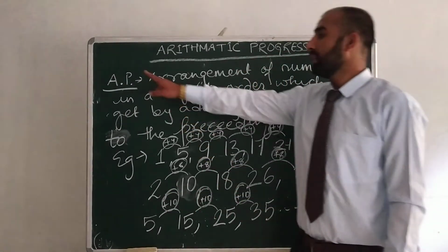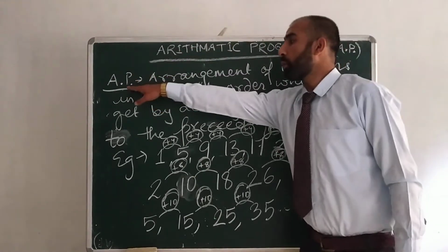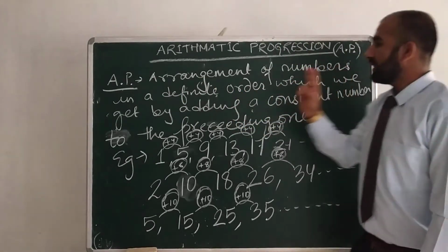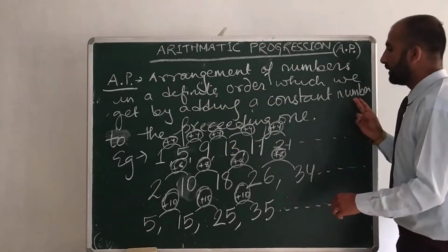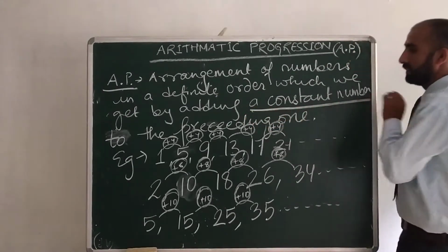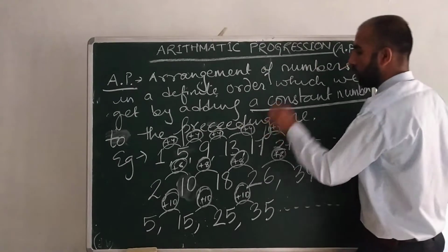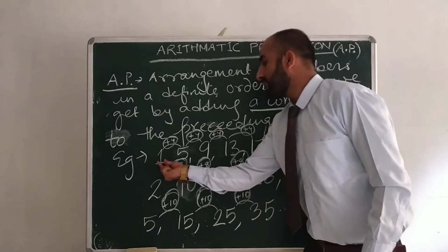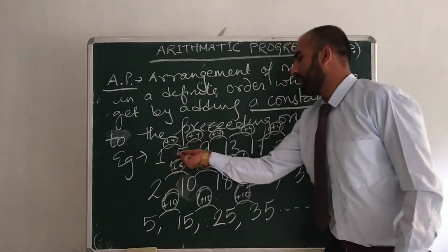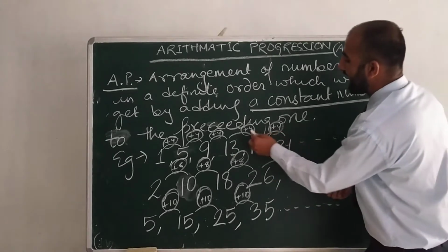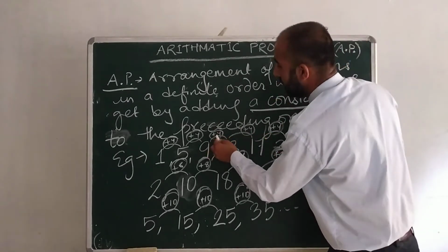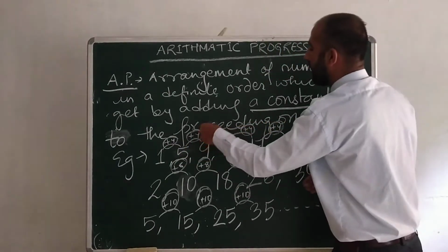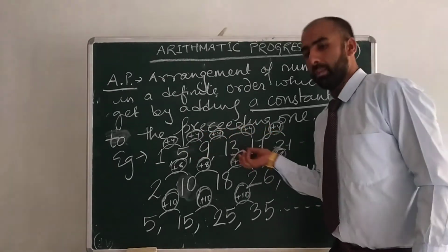So, let us define arithmetic progression. Arithmetic progression is an arrangement of numbers in a definite order which we get by adding a constant number to the preceding one. Okay, preceding one means previous one. So an AP we get by adding a constant number to the given number. So this constant number should be the same every time. So if you change the number, then you will not get an AP.